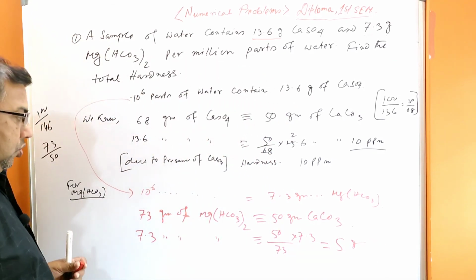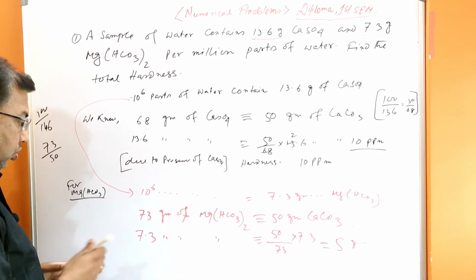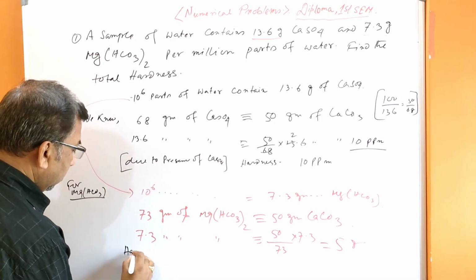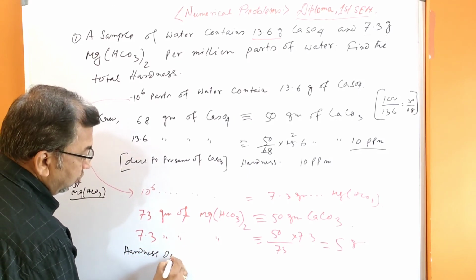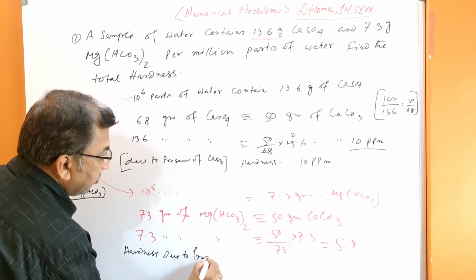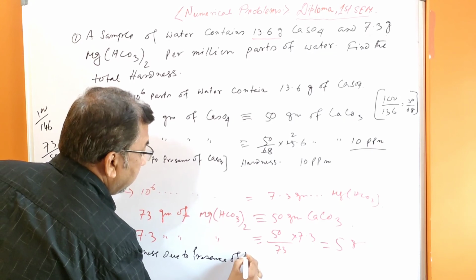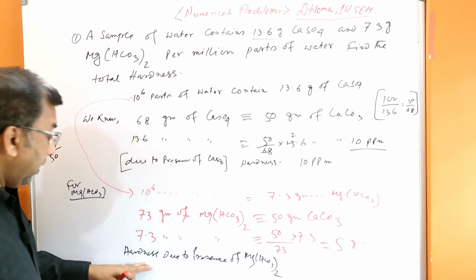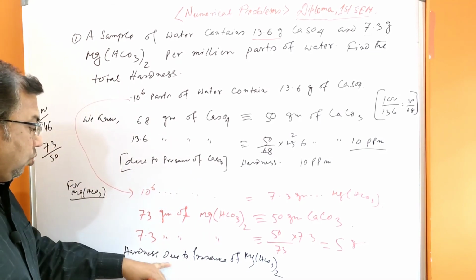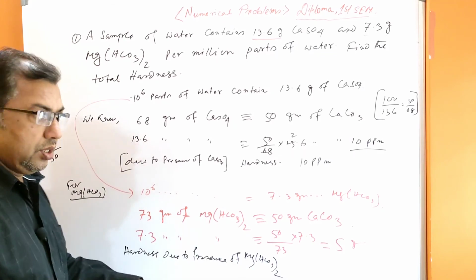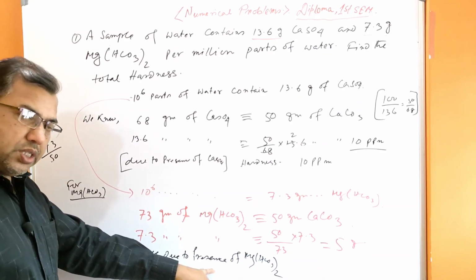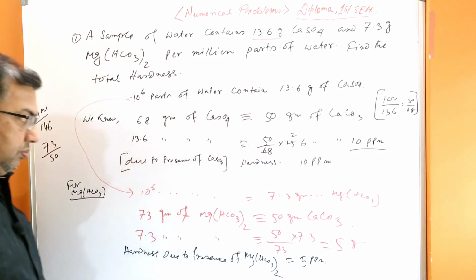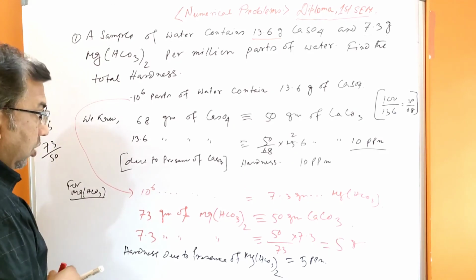Okay. So in this case, the hardness due to the presence of magnesium bicarbonate, it is the temporary hardness, equals 5 ppm, parts per million.